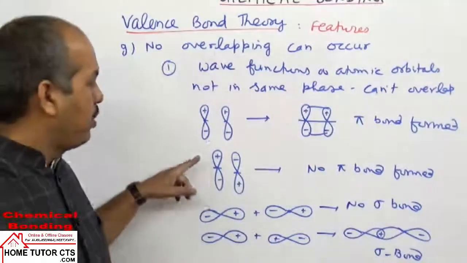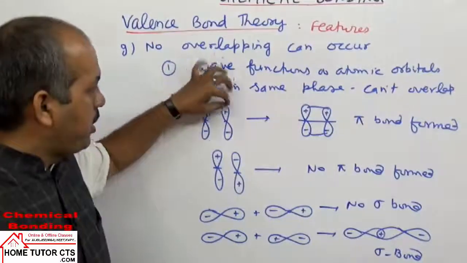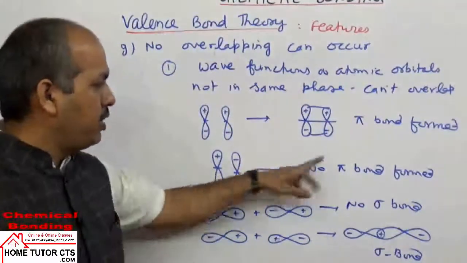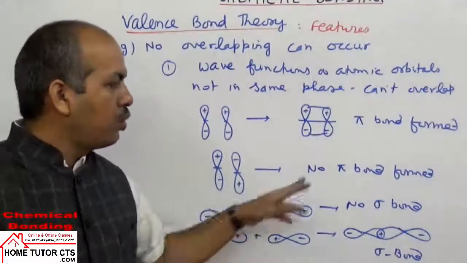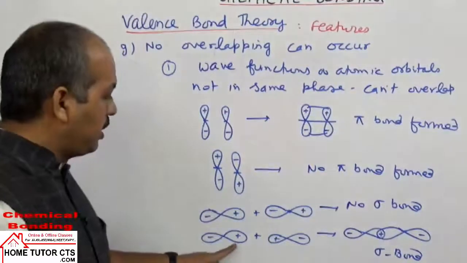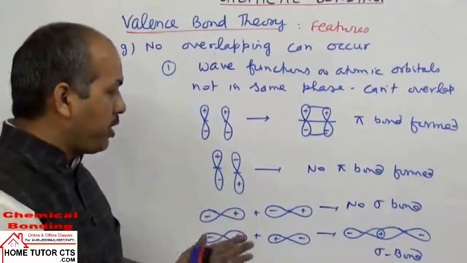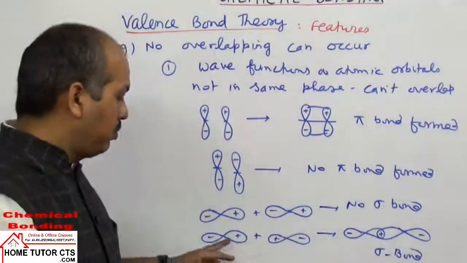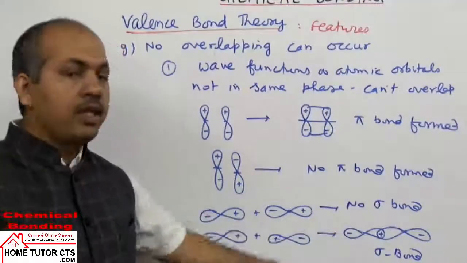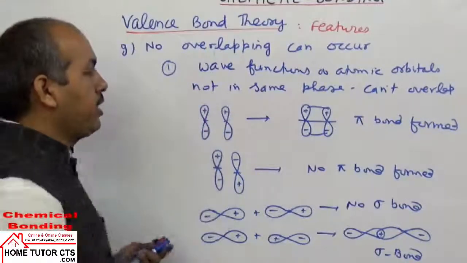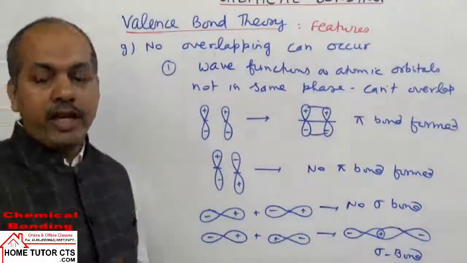For waves, when they are in the same phase coming together, the overlapping is said to be constructive; otherwise it is destructive. So in this case, they cannot form a pi bond. Or when the lobes have opposite signs coming together, they cannot form a sigma bond. But if they come together with the same sign, they will form a sigma bond. That is one case taken here. Now again we take it depending on the axis.